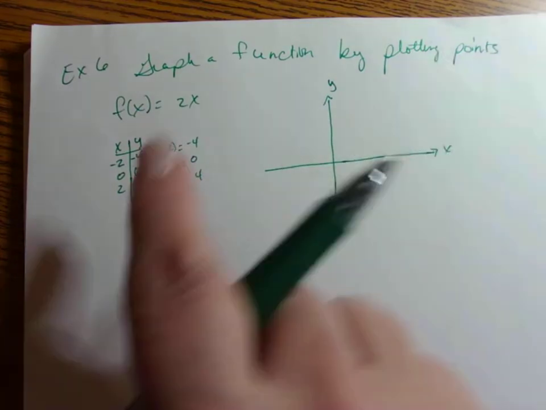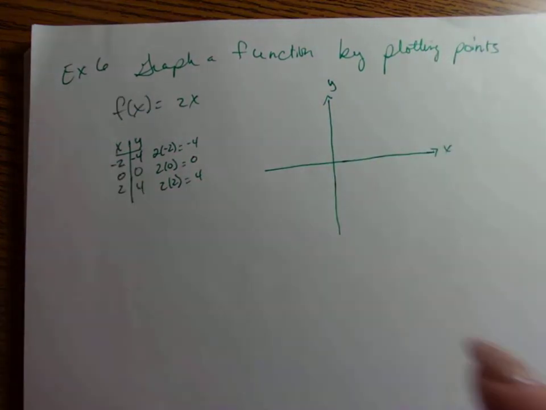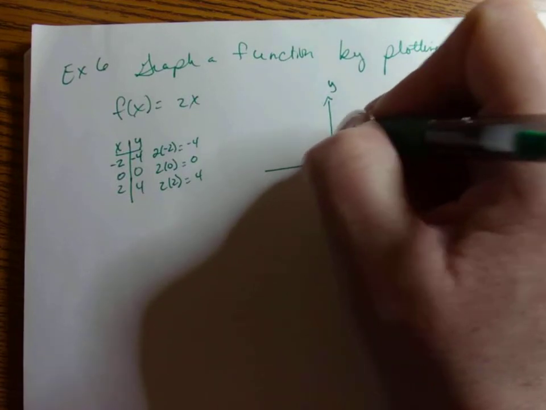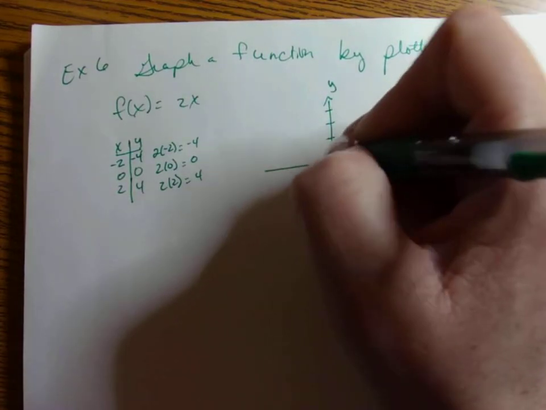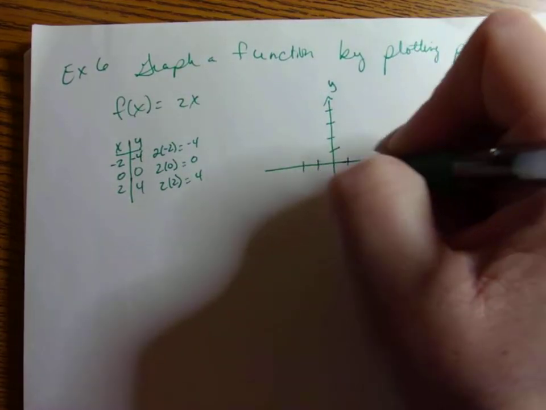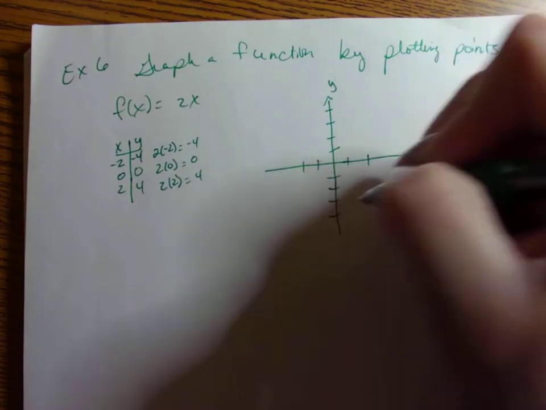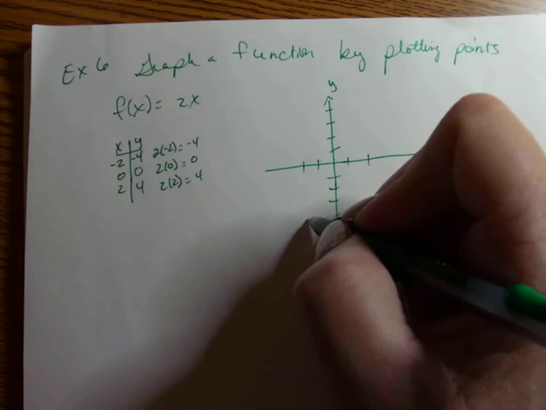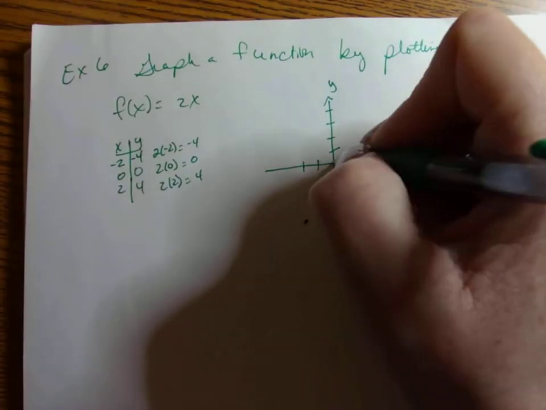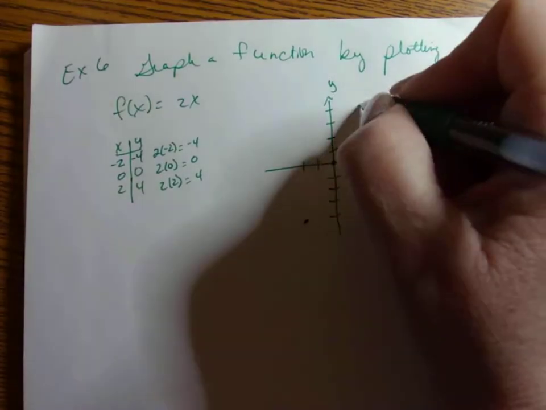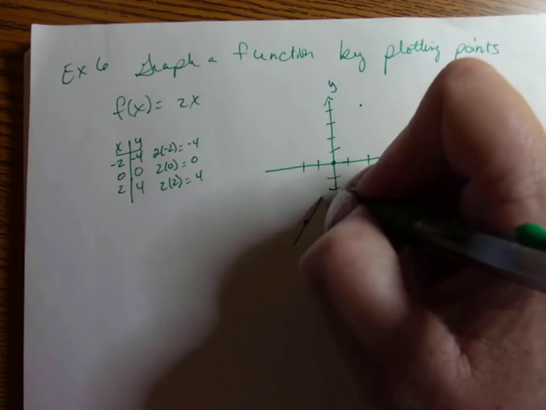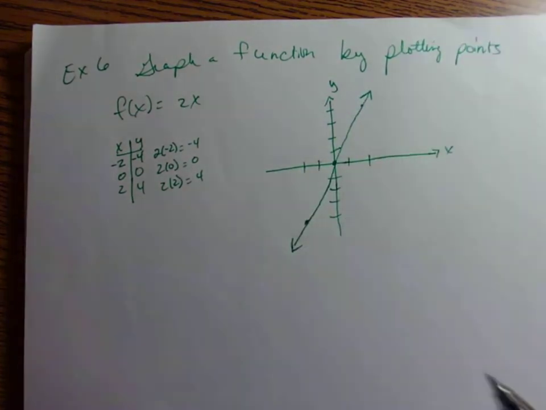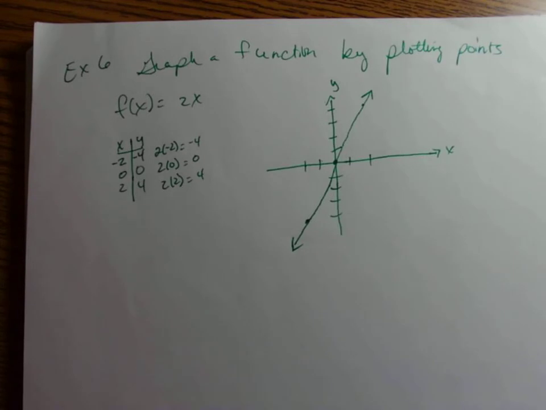All right, so for the x's, we really only need 2's, and for the y's, we need 4 hash marks. So 1, 2, 3, 4, 1, 2, 1, 2, 1, 2, 3, 4. All right, so at -2, we are at -4. At 0, 0, and at 2, we are at 4. And I'm trying to make my line as straight as I can and hit my points. Again, it's just a sketch, so I don't expect perfection.